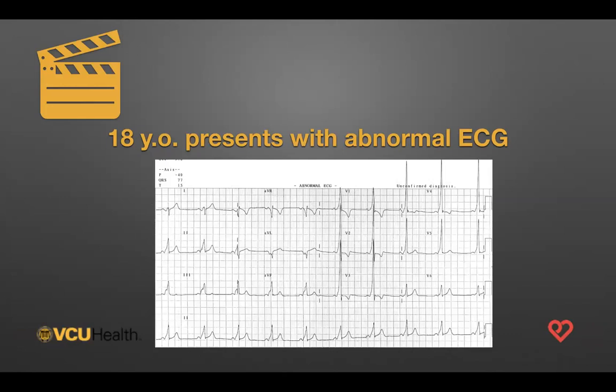So let's move on to our next anomaly. This is an 18-year-old who presents with abnormal EKG. What you notice here is sinus brady, but you have a delta wave consistent with WPW.